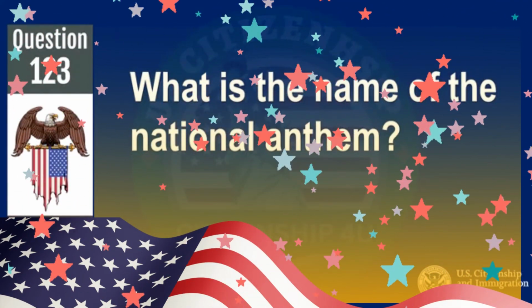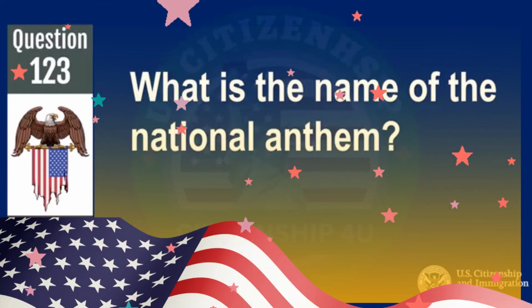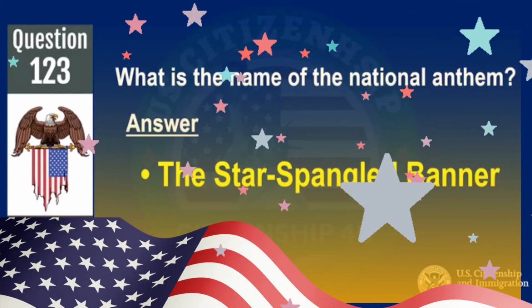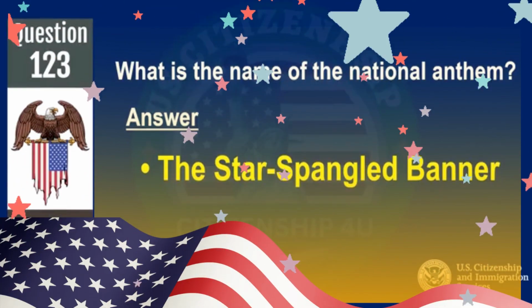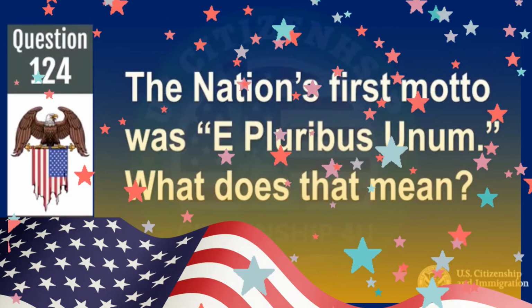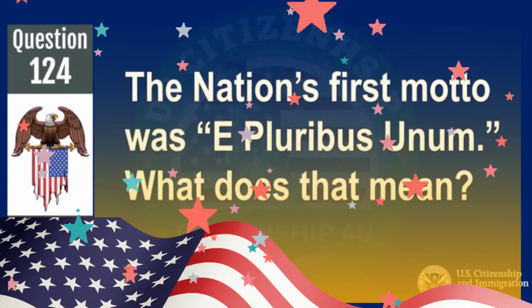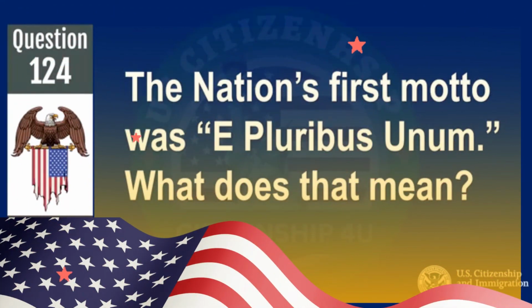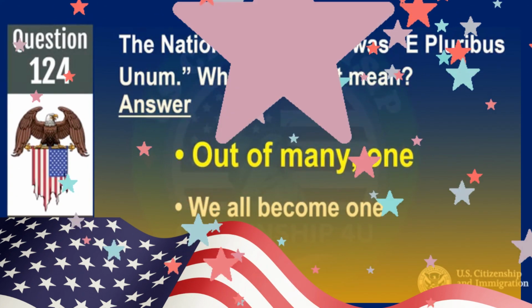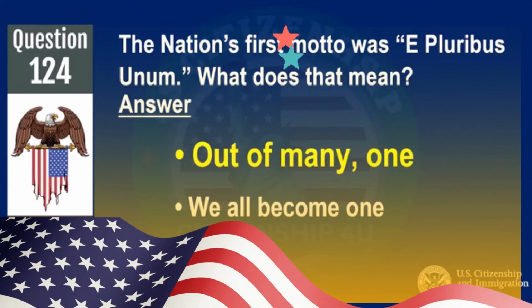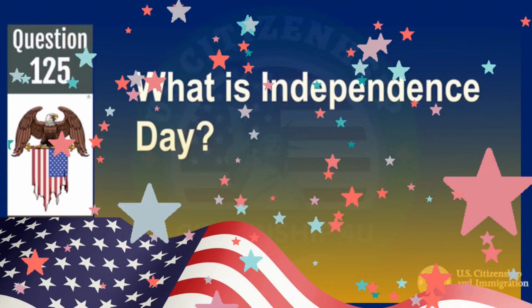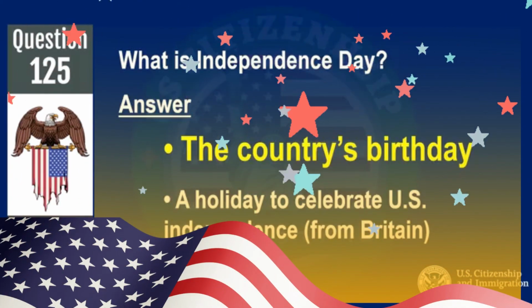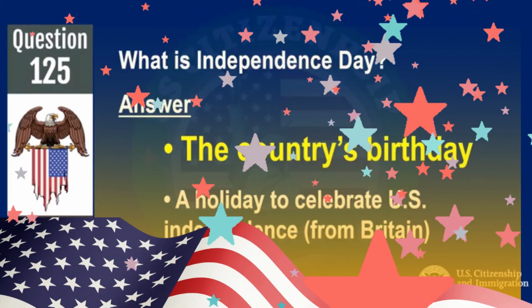What is the name of the national anthem? The Star-Spangled Banner. The nation's first motto was E pluribus unum. What does that mean? Out of many, one. What is Independence Day? The country's birthday.